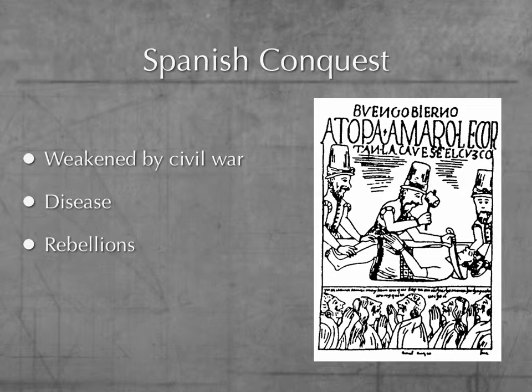They'd had epidemics that were being brought with the Spanish. You'll learn more about that in next semester. And they had had rebellions against them from the Seljuk people. And that was the end of the Incan Empire.